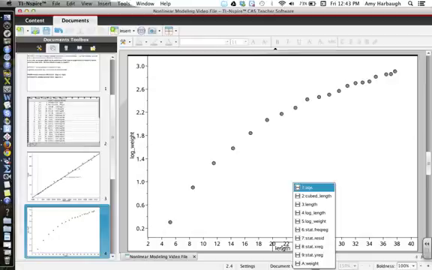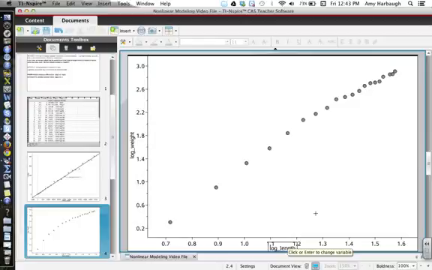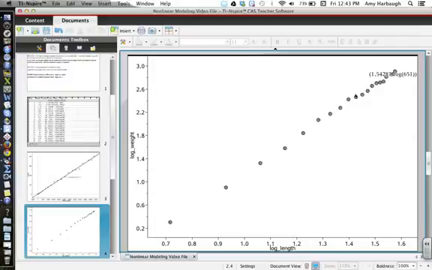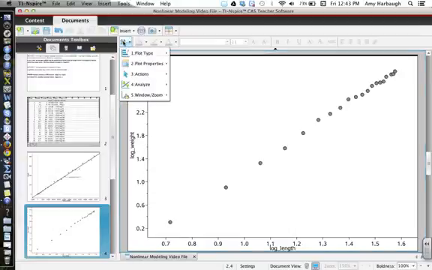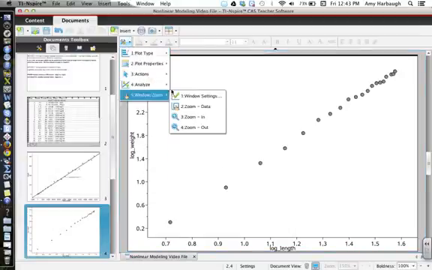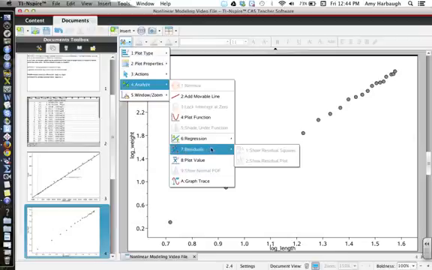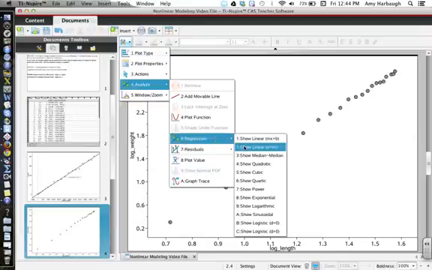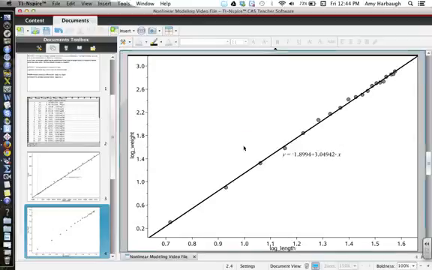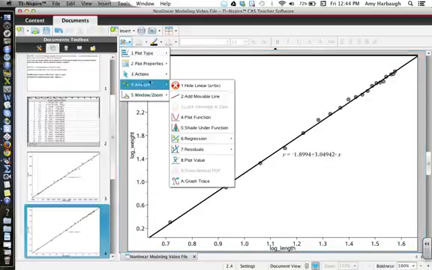So I then change my length to the log of the length. And that looks to be much more linear. Okay, there's some wiggling going on up here, but not so bad. So let's add our analysis now. So analyze, regression, show linear, a plus bx. Okay, and then let's take a look at our residuals. So analyze, residuals, show residuals.